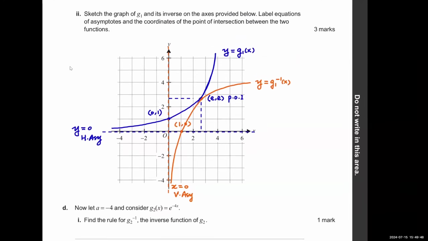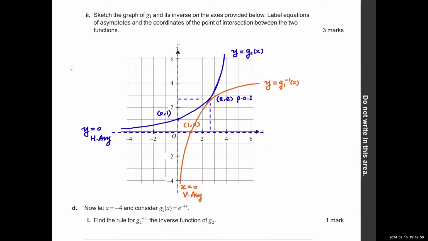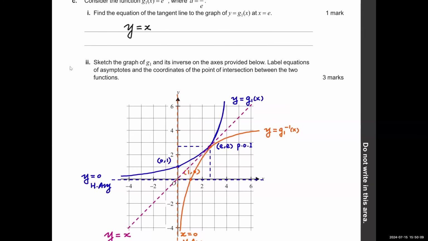All right. So the two graphs, it's not a requirement here, but you may want to draw y equals x to facilitate your symmetry observations. Okay. Yep, label the equation of asymptotes, the coordinates of the point of intersection. Yep, G1 and its inverse. Yep.